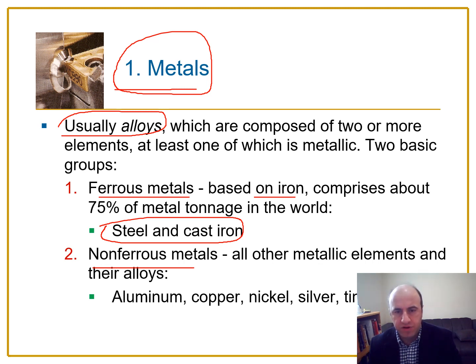Then we have non-ferrous, as I mentioned before. It can be aluminum, copper, nickel, and silver. The reason they call this category ferrous and the other one non-ferrous is that iron has a magnetic property, so that's why they call it ferrous. These materials are non-magnetic. They don't have a magnetic property, so that's why they call it non-ferrous.